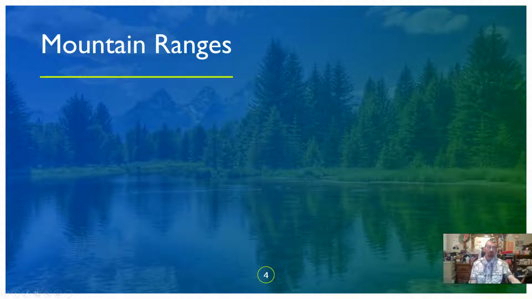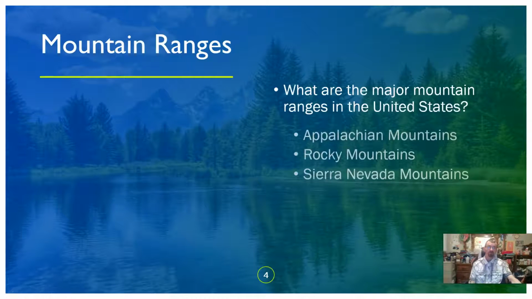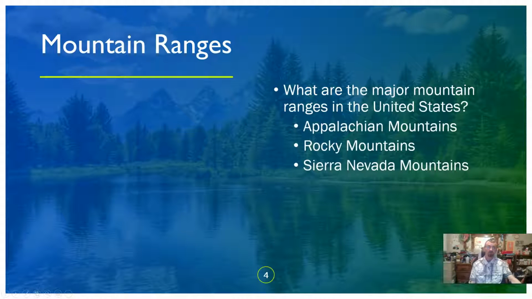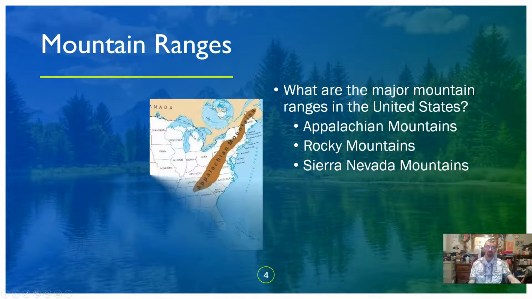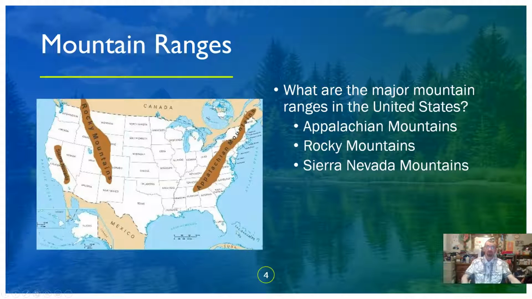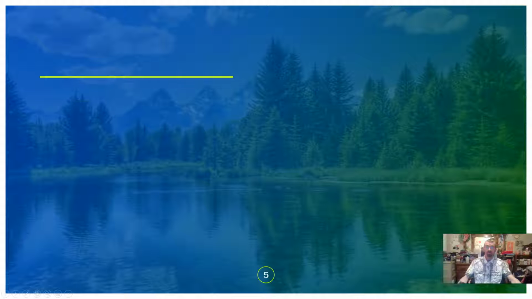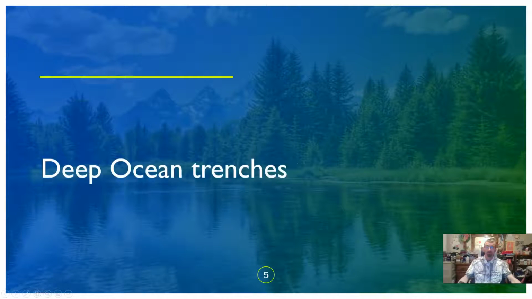So, mountain ranges. Who can tell me some of the major mountain ranges outside of the U.S.? The ones in the U.S. are the Appalachians, Rocky Mountains, and Sierra Nevada Mountains. There are maps that show the different mountain ranges throughout the world. Here is one that shows the mountain ranges in the U.S., and you can look online and find others as well.